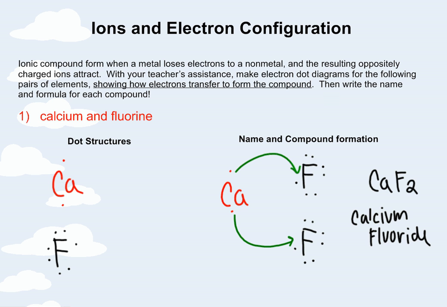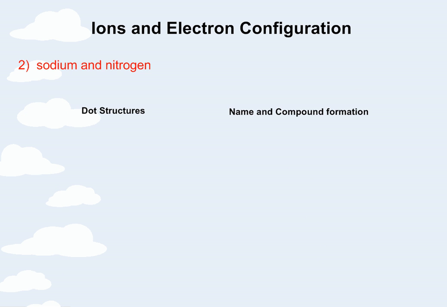Okay, let's look at the next one. Sodium and nitrogen. So sodium is Na, it has 1 valence electron. Nitrogen is just N, and it has 5 valence electrons. So again, sodium, because it's the metal, is going to give away its electrons. Nitrogen, as the nonmetal, is going to gain electrons. So we're going to put nitrogen in the middle here.